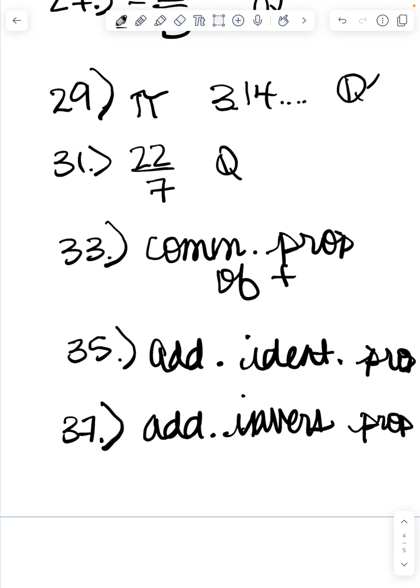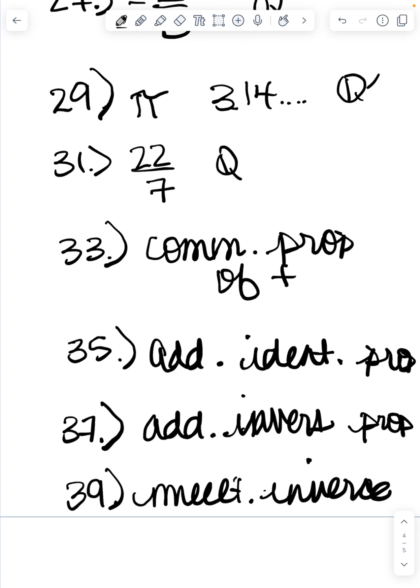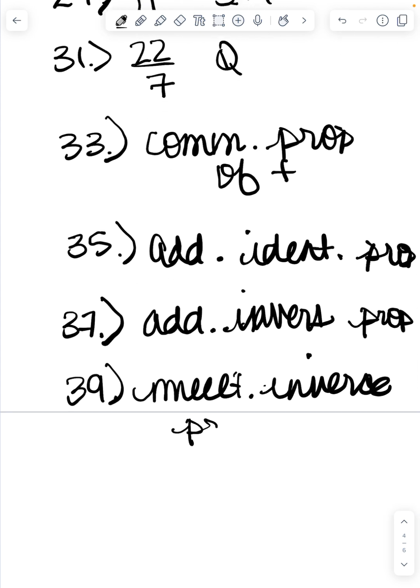Number 39, negative 2/3 times negative 3/2 equals 1. This is the multiplicative inverse. Multiplicative inverse property, that's when you have reciprocals. Number 41.